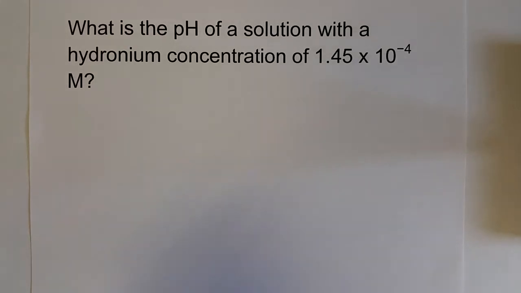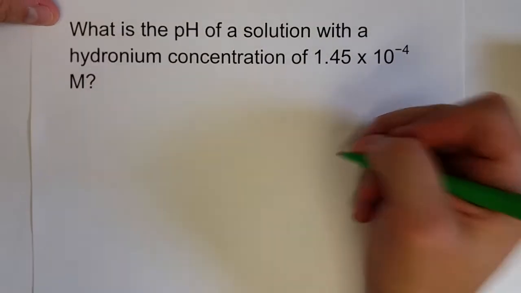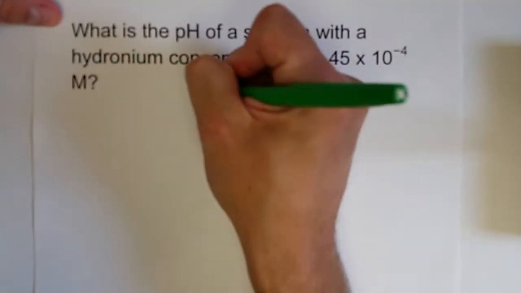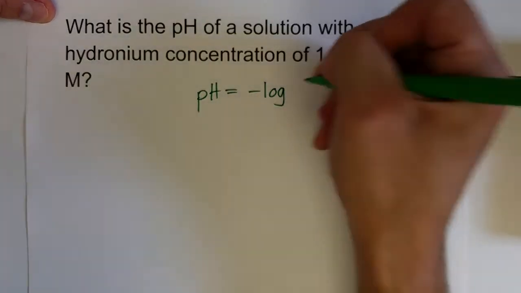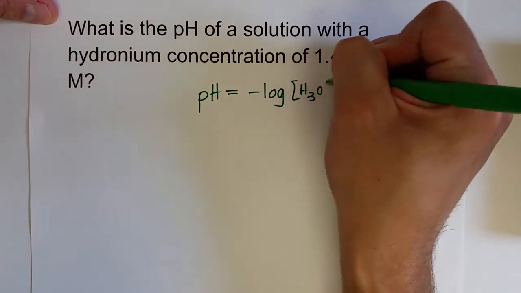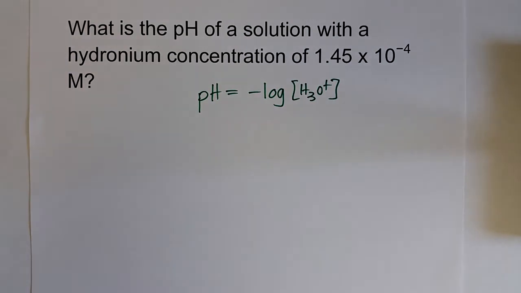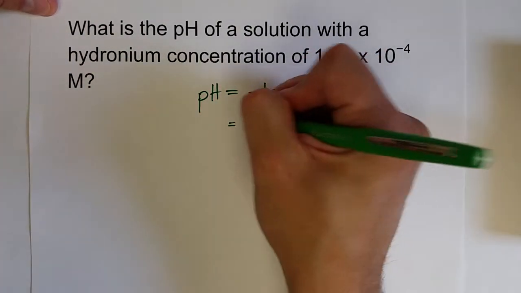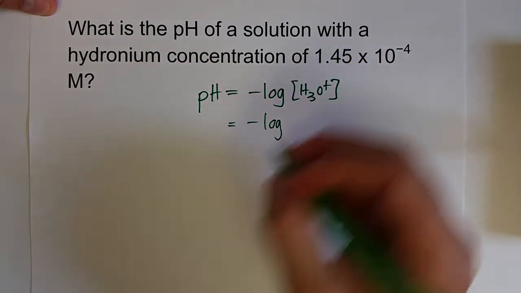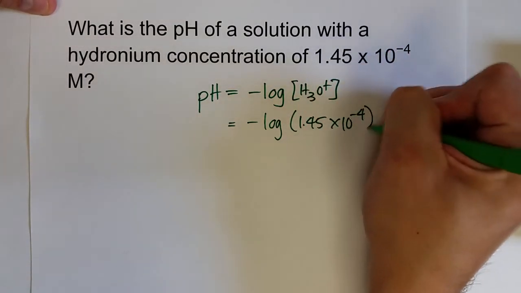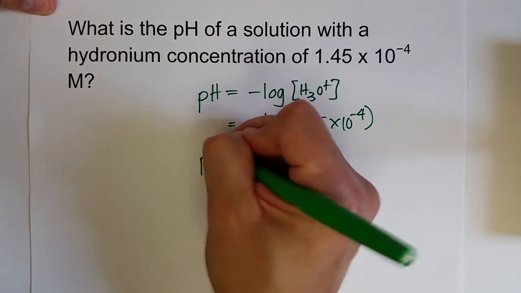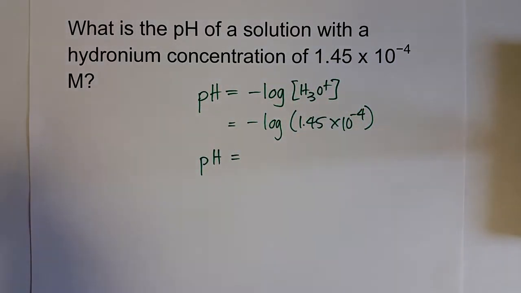So let's do a couple calculations involving pH. Let's figure out what the pH of a solution is with a hydronium concentration of 1.45 times 10 to the negative fourth. Now we know that the pH is equal to the negative log of the hydronium, or H+, and in this problem it gives us hydronium. The problem states that the concentration is 1.45 times 10 to the negative fourth. And we can calculate this fairly easily.